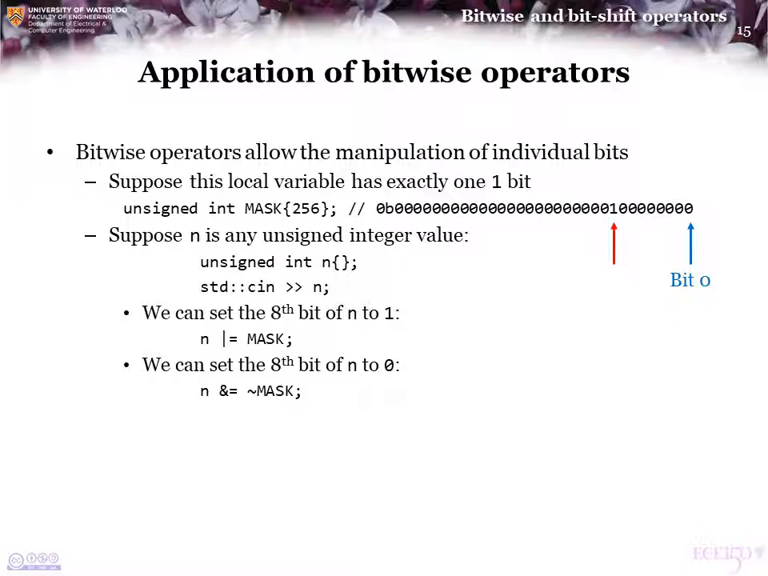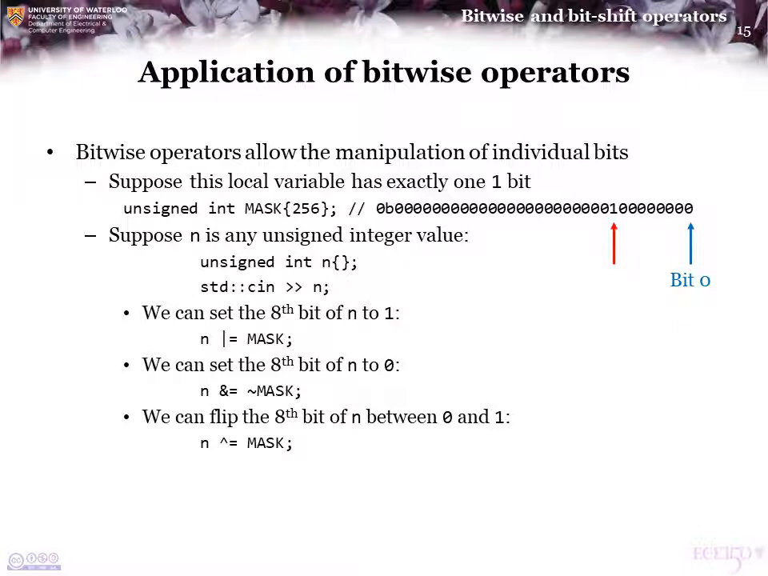So if I now do a bitwise AND of n with all ones everywhere except in the 8th bit, then all other bits will be left unchanged, but anything AND 0, which is now in the 8th location of NOT mask, must be set to 0. So this sets the 8th bit of n to 0.